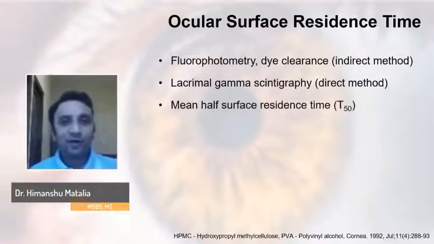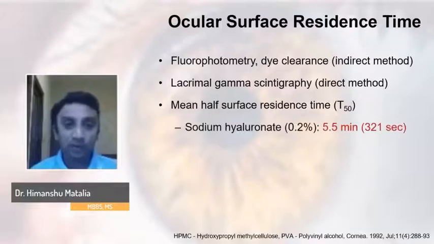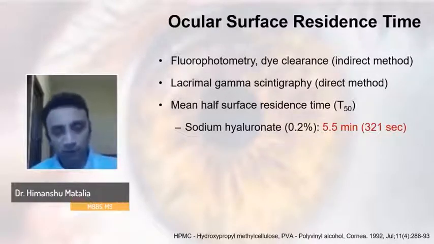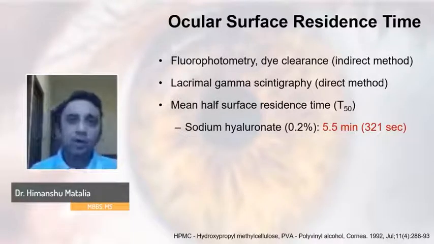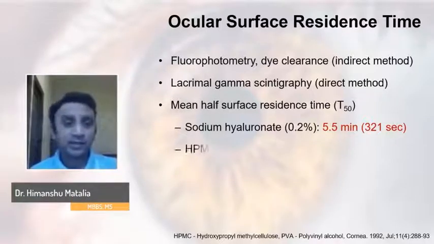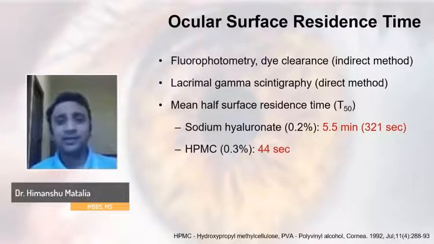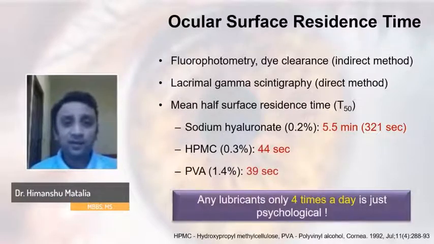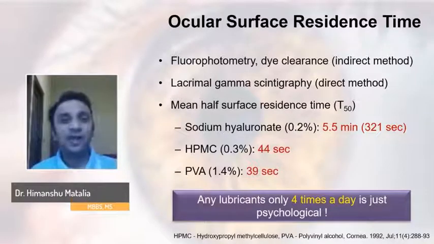Now, the half-life of a very viscous lubricant, what we are told now is sodium hyaluronate 0.2%, was 5.5 minutes. And that means even if you double it, which is not true, the total time would not be more than 10 minutes or 15 minutes. And this is about sodium hyaluronate. Something like HPMC is 44 seconds. And if you look at such kind of lubricant, if you give them 4 times in a day, tell me, how do you expect any improvement, which is absolutely absurd according to me.